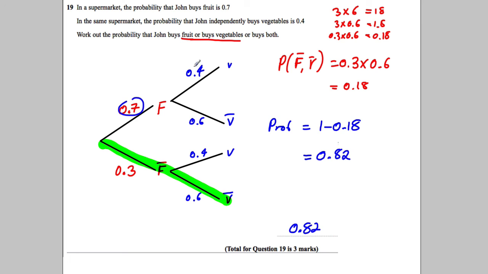Now you could have done that multiplied by that, and then worked out that multiplied by that, and then worked out that multiplied by that and added them, but I think this was a much quicker way.